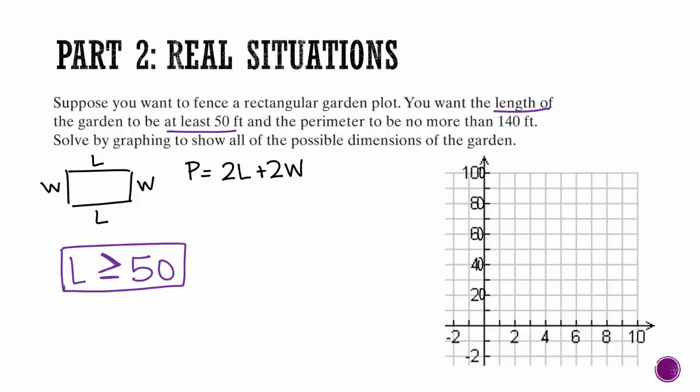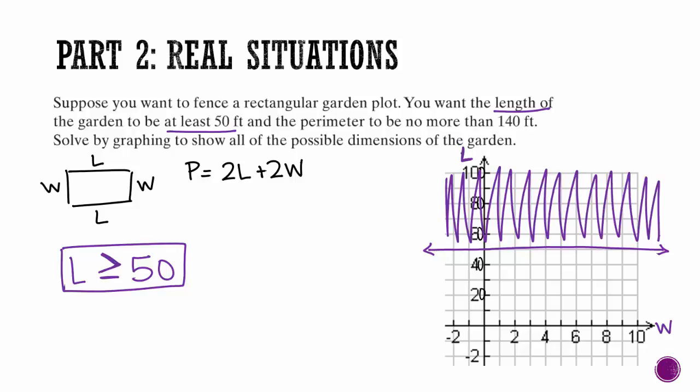Now usually on here we have x's and y's, so let's change this. Let's make this width and let's make this length. So if I want length to be at least 50, I'm going to find 50 and draw a solid line here because exactly 50 would work, but I want everything above here.